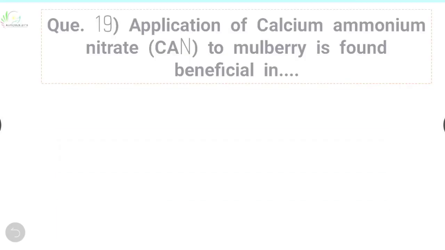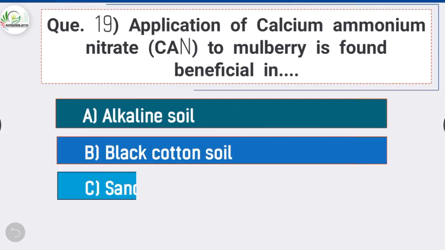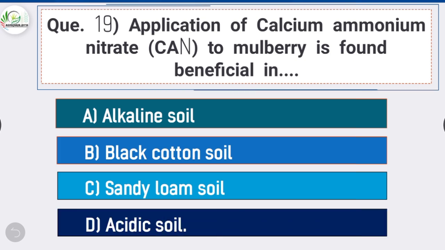Question number 19. Application of calcium ammonium nitrate or CAN to mulberry is found beneficial in, option D is the correct answer, acidic soil. Application of calcium ammonium nitrate to mulberry is found beneficial in acidic soil.